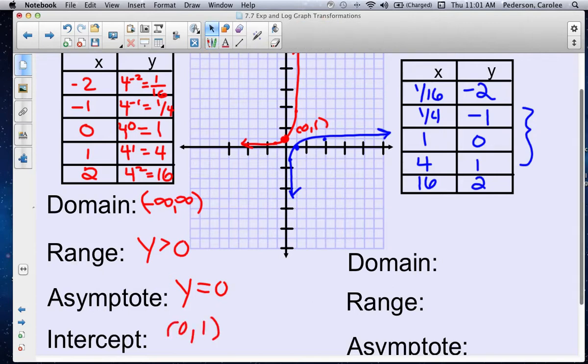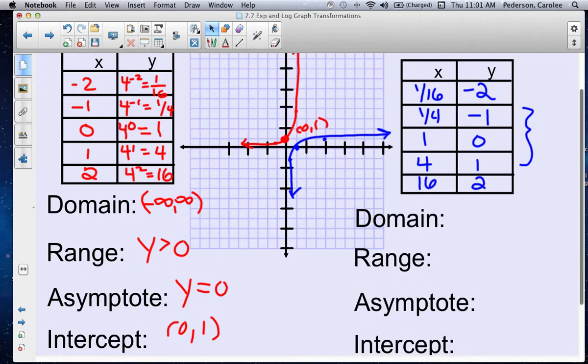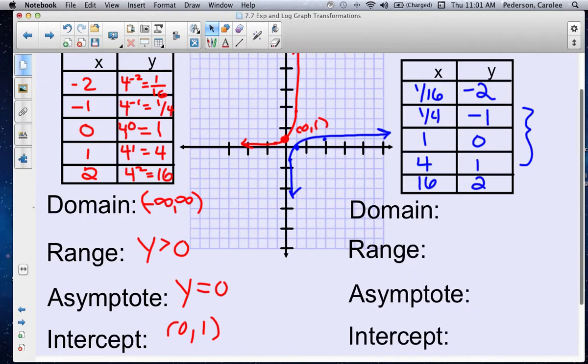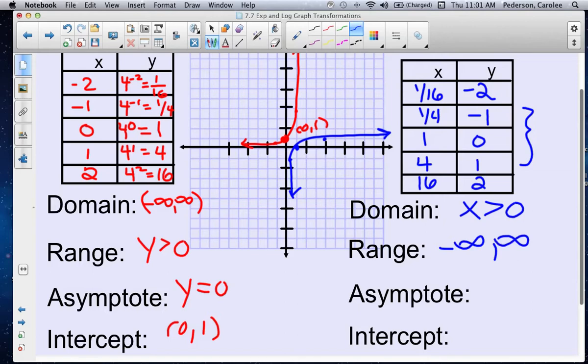In the blue, the domain is numbers greater than 0 for x. The range is all numbers for y, so -infinity to infinity. It has a vertical asymptote at x equals 0, and it has an x-intercept of 1, 0.